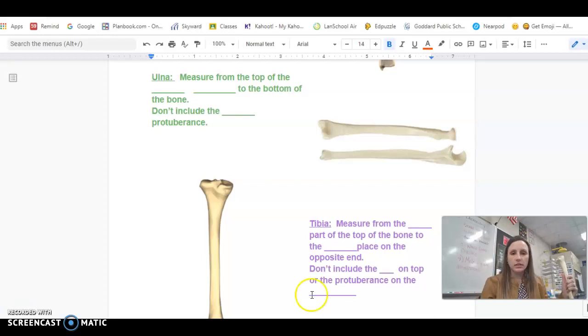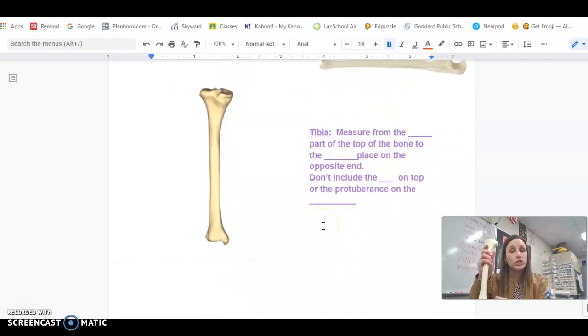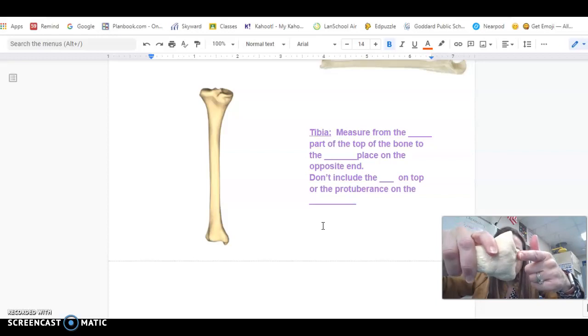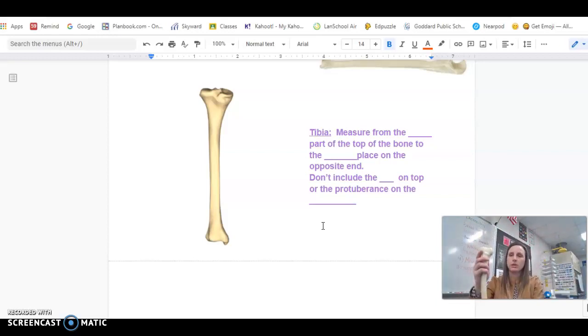Okay, and then the next bone we're going to do is the tibia. This is your shin bone. Okay, and so here's the top. Okay, so we're going to measure from the flat part of the top. So if you look here, there's these kind of sticky outy things that connect to your femur and your patella. Okay, so we're just going to measure from the flat part to the flat place on the opposite end. Okay, so it's really nice and flat on that end.